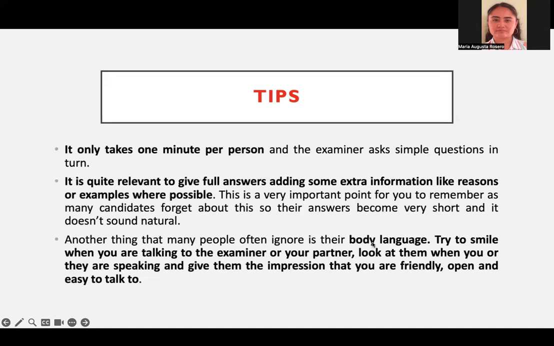So when you are speaking, you have to gesticulate, you have to move your hands, and sometimes smile, which is another one. Try to smile when you are talking to the examiner or your partner. Look at them when you or they are speaking and give them the impression that you are friendly, open, and easy to talk to. So this is tremendously important if you want to get more points, right?